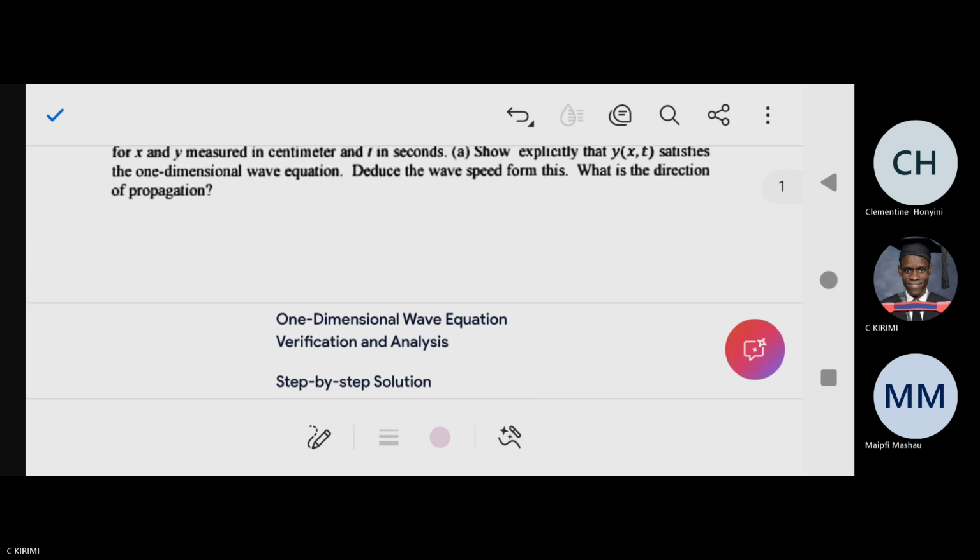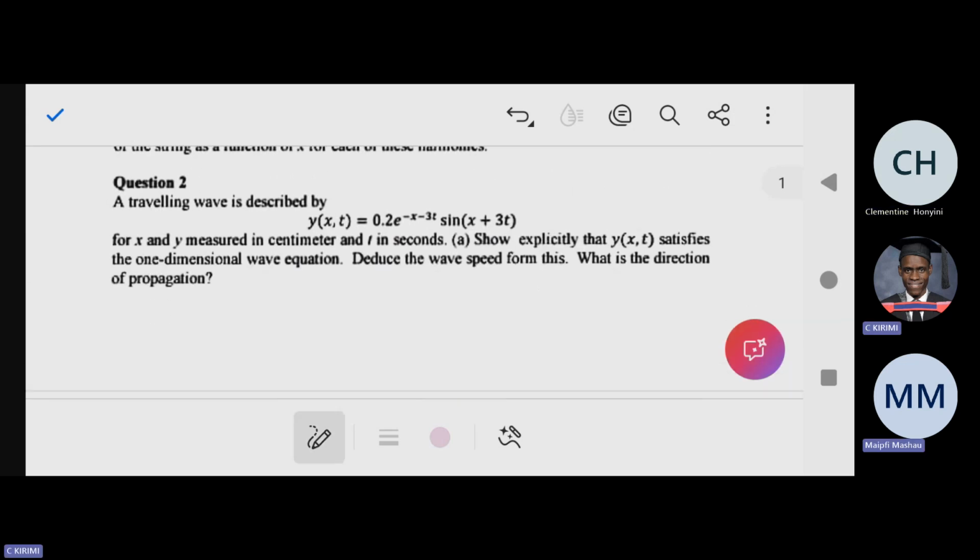How to get it? Anyone want to try? Partial y with respect to partial x. T is a constant. So your variable now is only x. What answer are you going to get? 0.2 bracket, e to the power negative t.